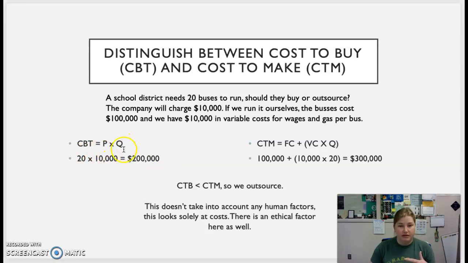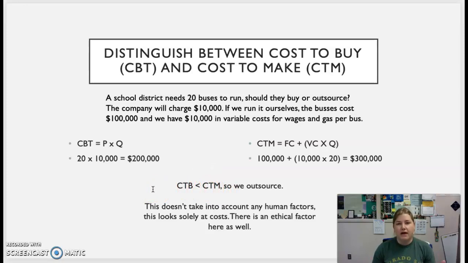$10,000 is $200,000. Cost to make is a little bit more complicated because we've got the fixed cost and the variable cost times the quantity, and that comes out to $300,000. So when we're looking strictly at the numbers, we can see that the cost to buy is much less than the cost to make, so we'd outsource in this particular example. This also doesn't take into account any human factors. It looks solely at the costs.